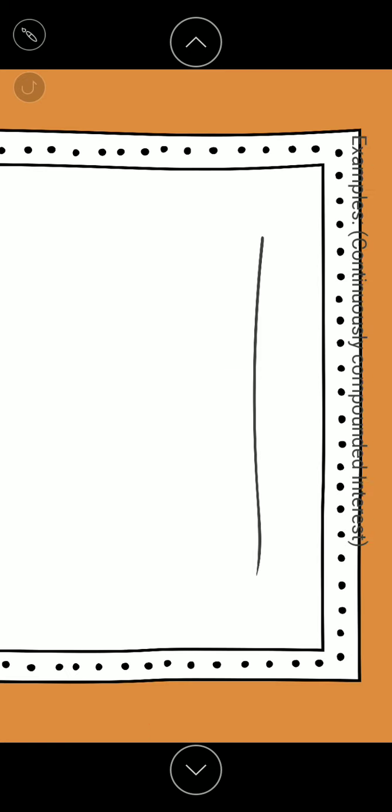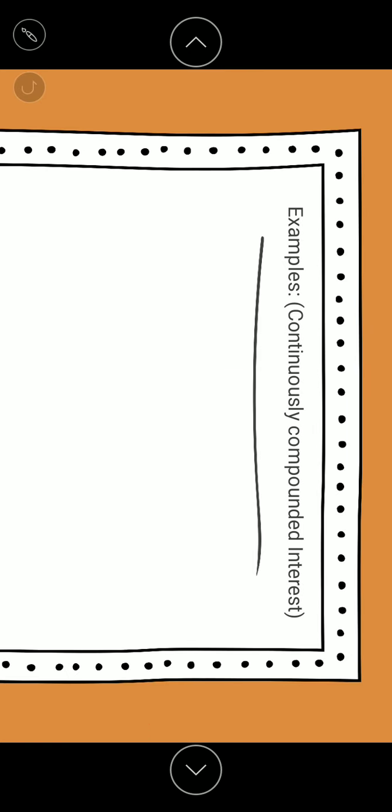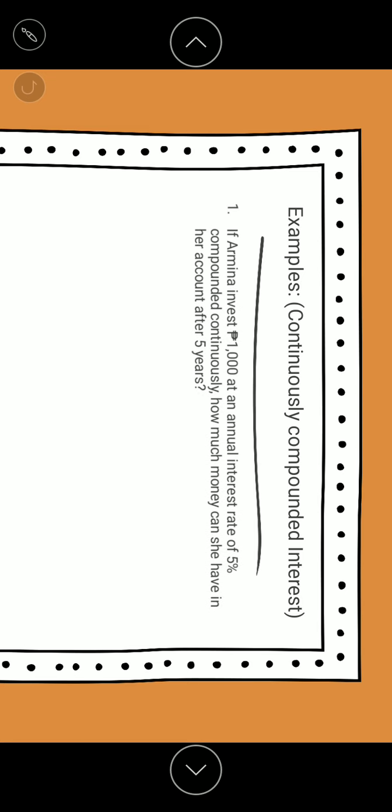Next one, we have the examples for continuously compounded interest. Number 1 example. If Armina invests 1,000 pesos at an annual interest rate of 5% compounded continuously, how much money can she have in her account after 5 years? So same process pa rin. Understand thoroughly the problem and find or identify the formula to use. So in this problem, we would use the formula of continuously compounded interest.